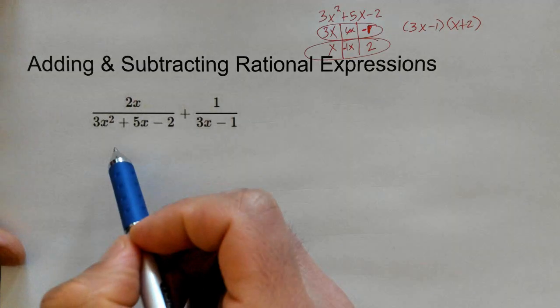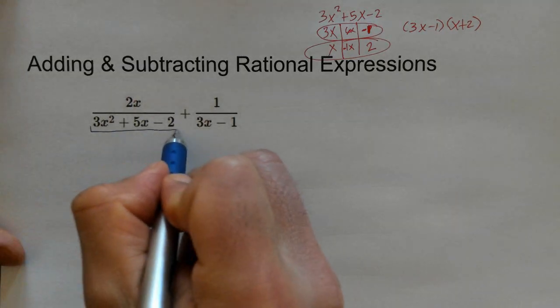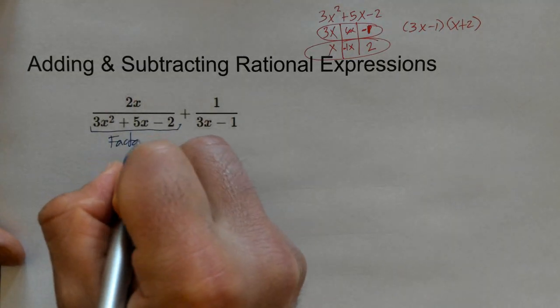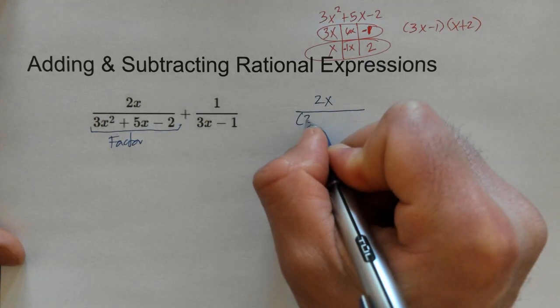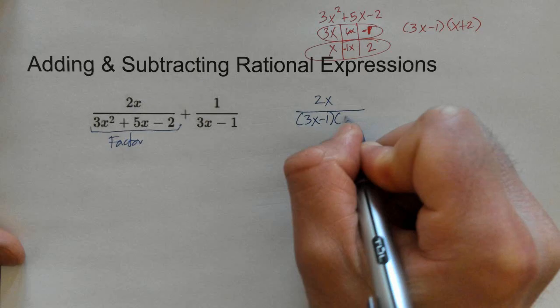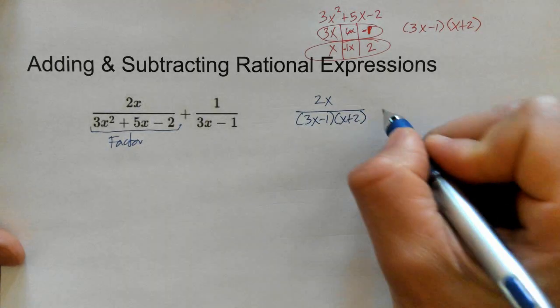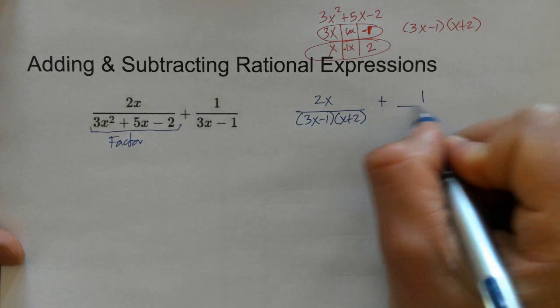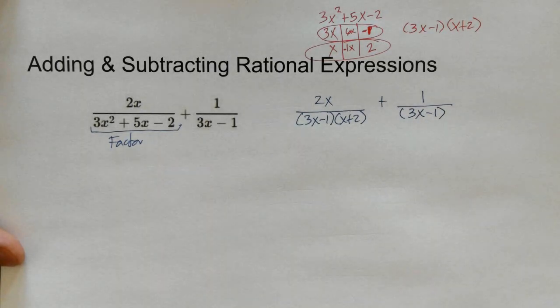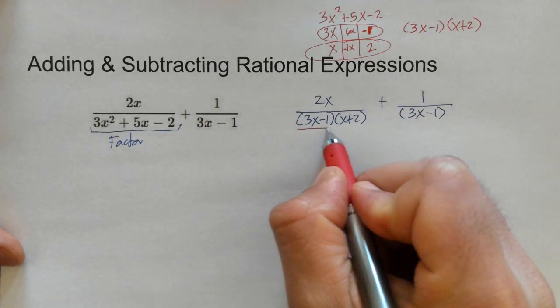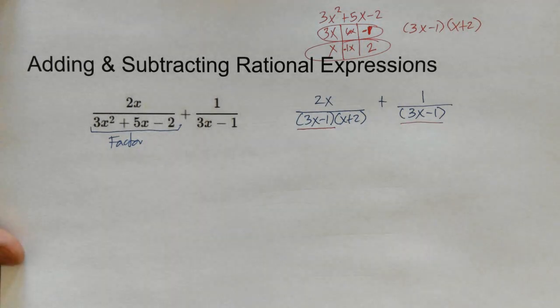So as I rewrite this problem, as I rewrite the factors here, the factored form, I'm going to write it as 2x divided by 3x minus 1 times x plus 2 plus 1 over 3x minus 1. Notice how both of these fractions already do share something in common. So what's going to be my least common denominator?